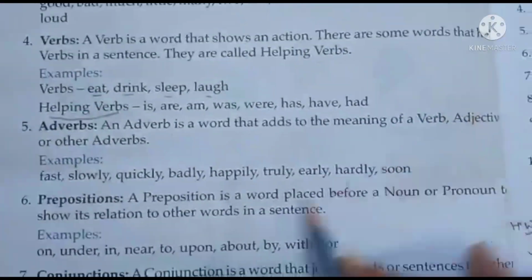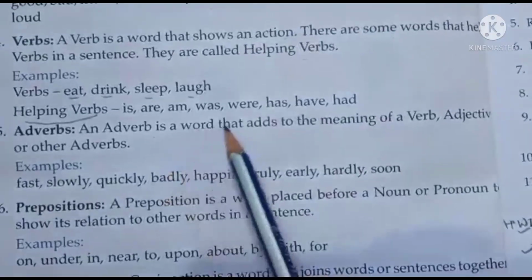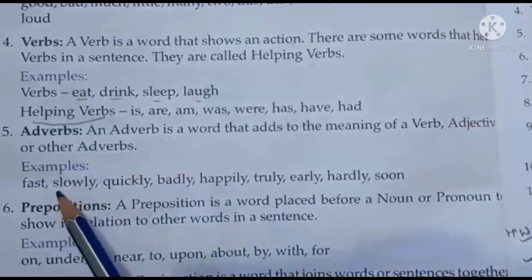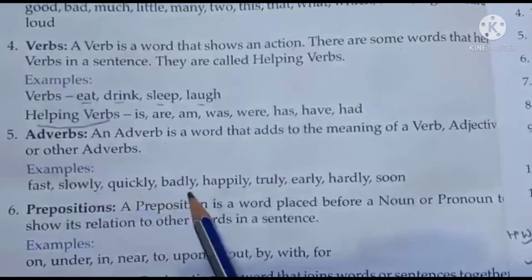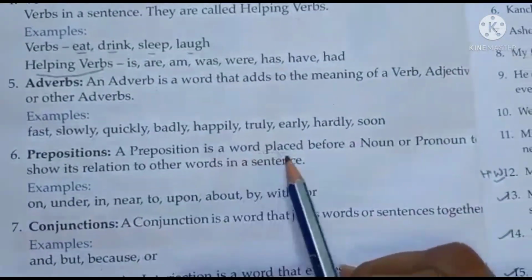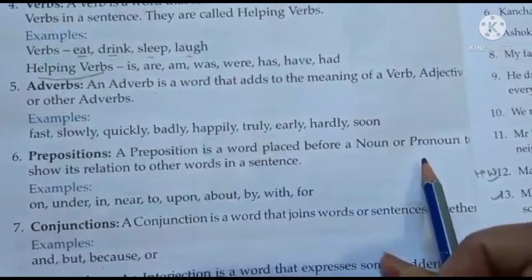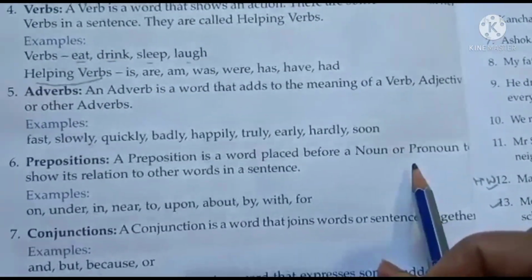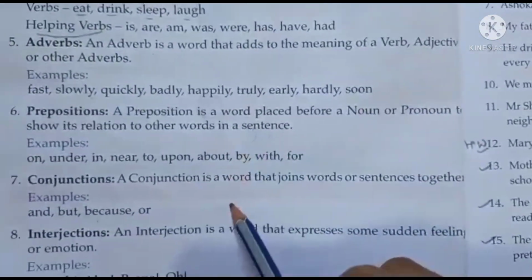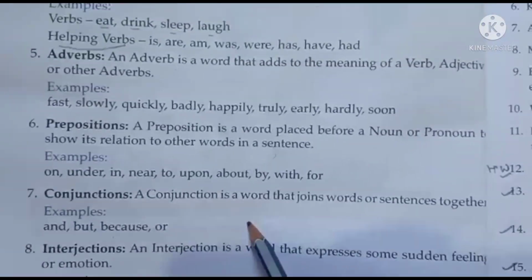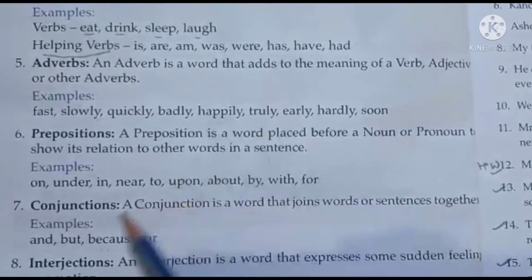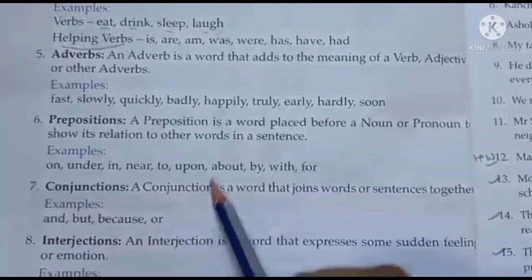Next is adverbs. Adverbs also we have done. An adverb is a word that adds to the meaning of a verb, adjective or other adverbs, like fast, slowly, quickly, badly, happily. This also you have studied. Next is prepositions. A preposition is a word placed before a noun or a pronoun to show its relation to other words in a sentence. We did this with examples in the book, right children? Next is conjunctions. This was the latest topic that I taught you. A conjunction is a word that joins words or sentences together, like and, but, because, or. These are the words.